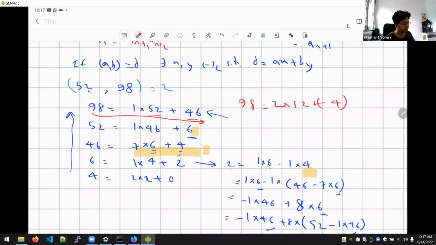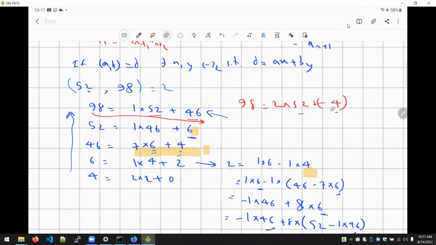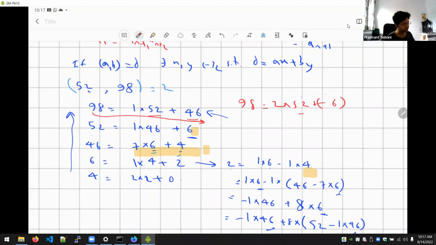So now I can consider 52 and 4 as my new pair. And oh no, not minus 4, it is 6, right? Minus 6. Sorry. Okay, so now I can consider 52 and 6 as my new pair. So I can get the numbers down much faster. Okay, so you can use steps like this.